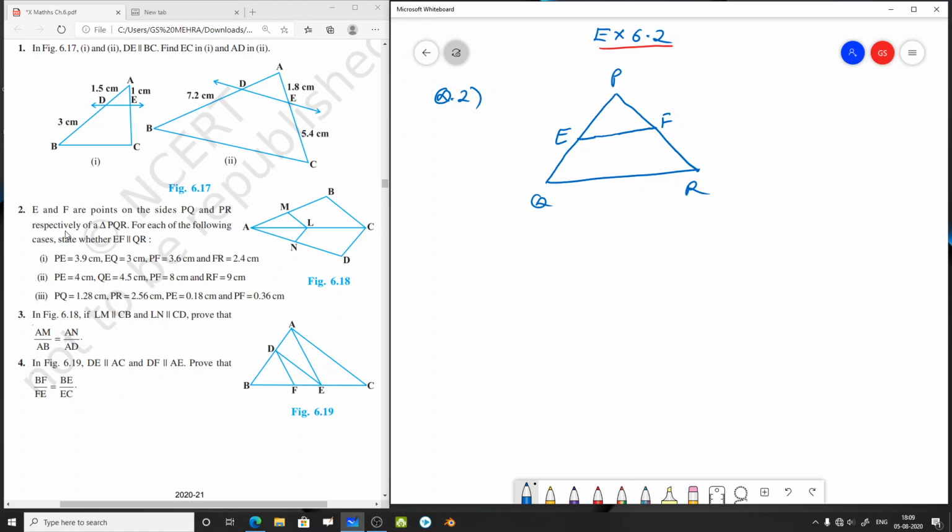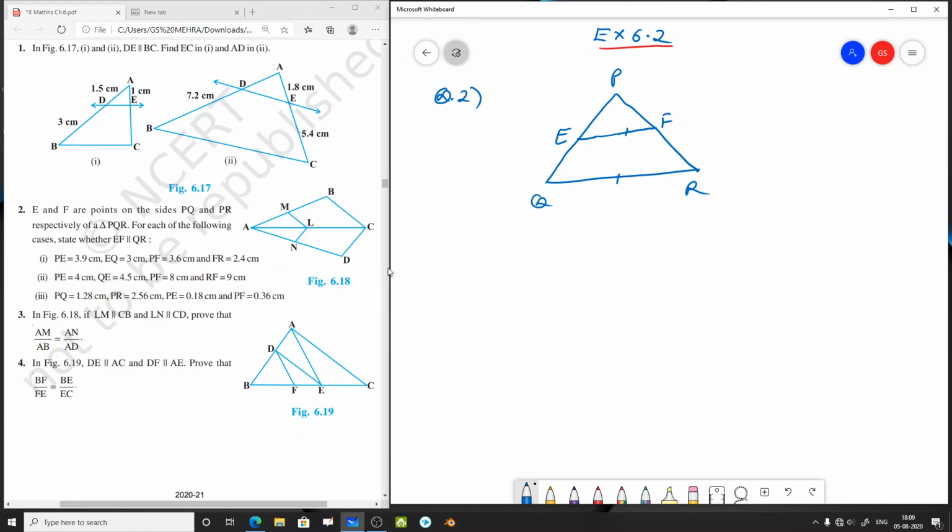Question number 2. E and F are points on the sides PQ and PR. So E and F are these points, and we have to check whether EF is parallel to QR or not. Whenever we have to check whether a line is parallel or not, we use the converse of BPT. So here we'll take the help of converse of BPT. If it satisfies, then we'll say that EF is parallel to QR.